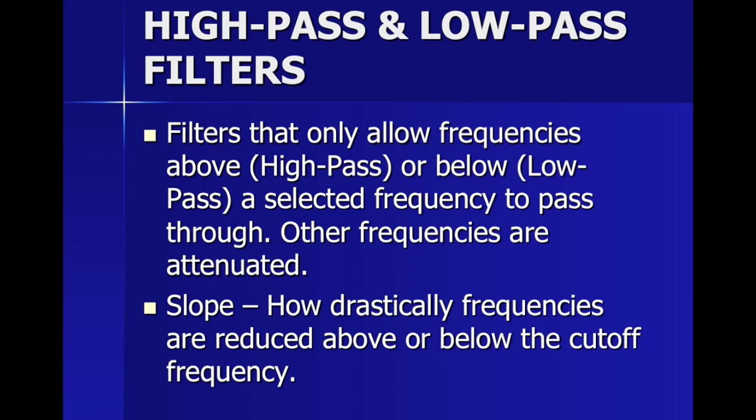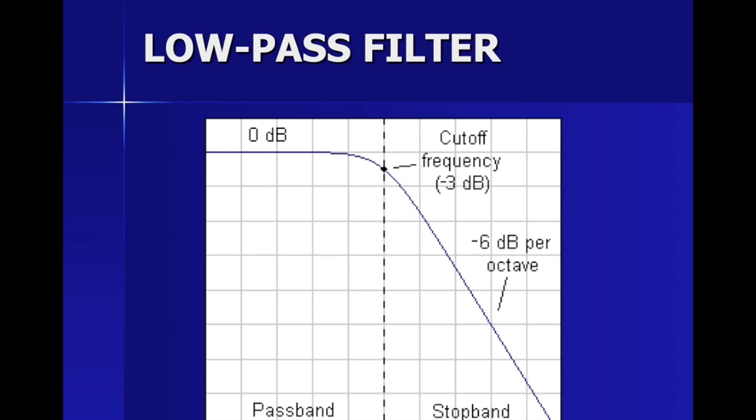Slope. Now, this is something that describes how drastically the filter reduces the frequencies that are either above or below your selected cutoff frequency. So now we're going to take a look at a picture of it. Here's a typical low-pass filter. Anything that's below the cutoff frequency, we call that the pass band. That's what's passing through. Anything that's above that gets gradually attenuated or turned down. Now notice again that it doesn't cut off in a straight line. It's not what we would call a brick wall. Again, it's very difficult to create that kind of filter.